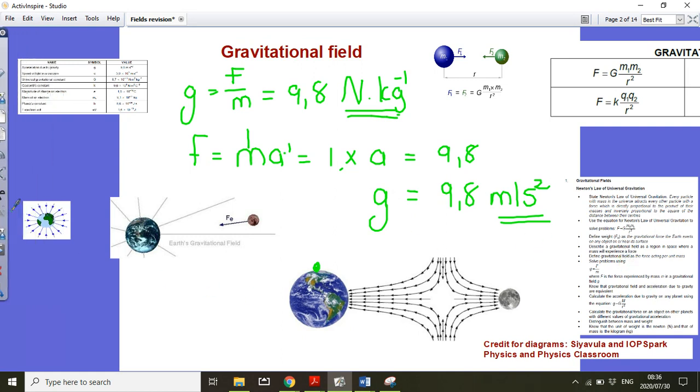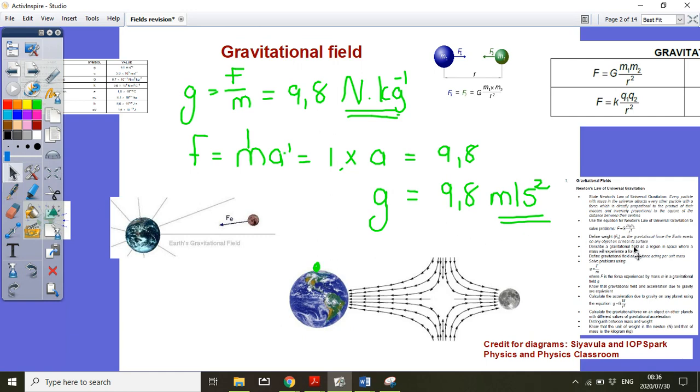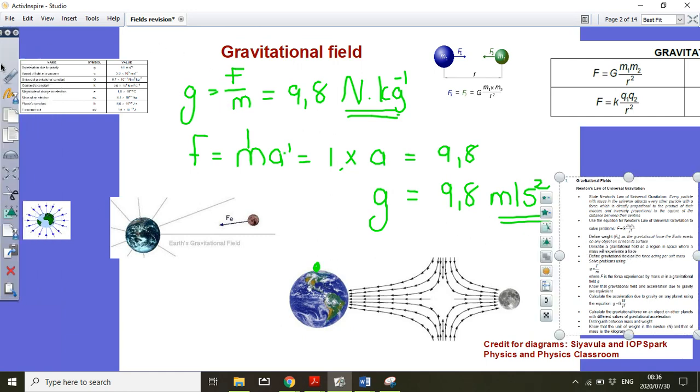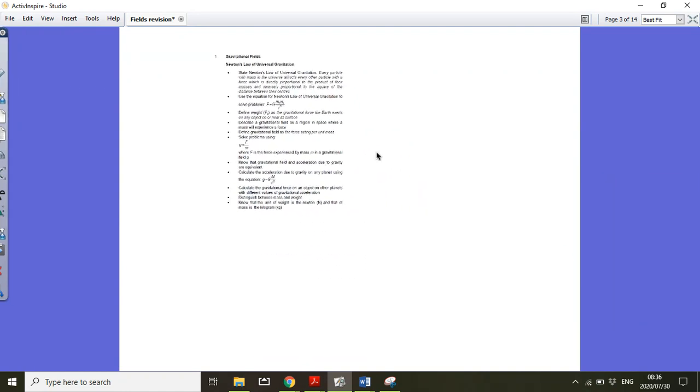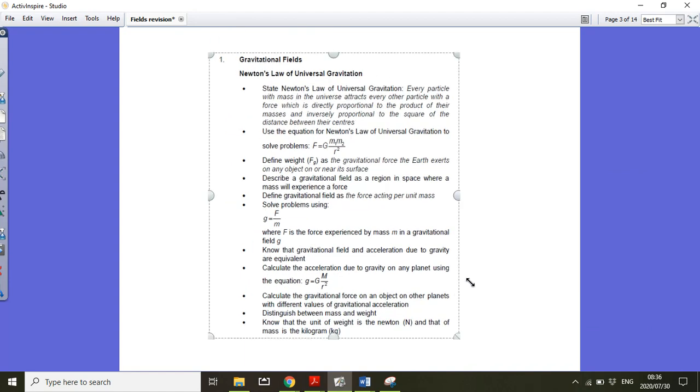So I'm going to just quickly look that we've done everything, and you can see, state Newton's law, you're going to use your first equation. Define the weight, you're going to use your second equation, the force per unit charge or per unit mass. And if it's on the Earth, it's the Earth exerting a force on any object on or near its surface. So that's specific to the Earth, but remember it could be for any other planet as well.